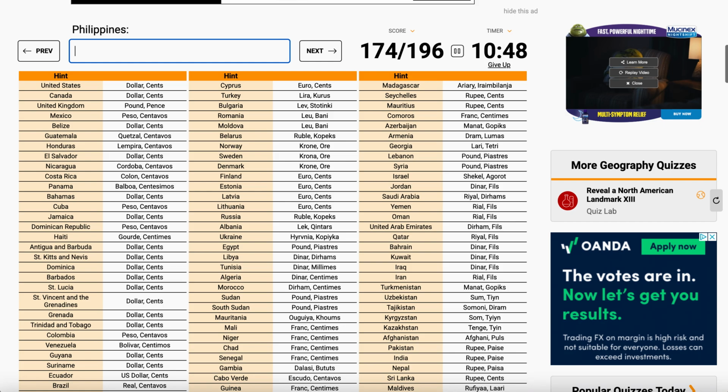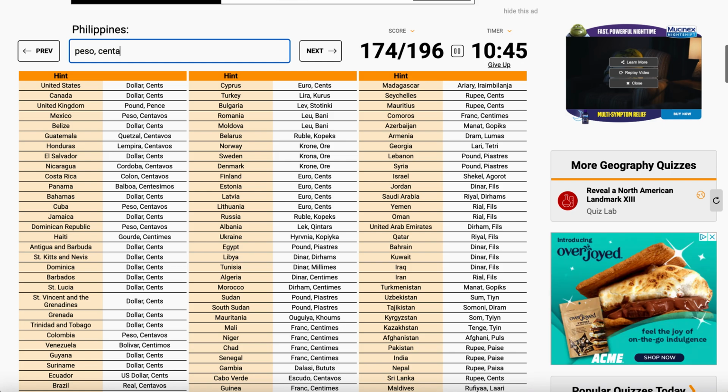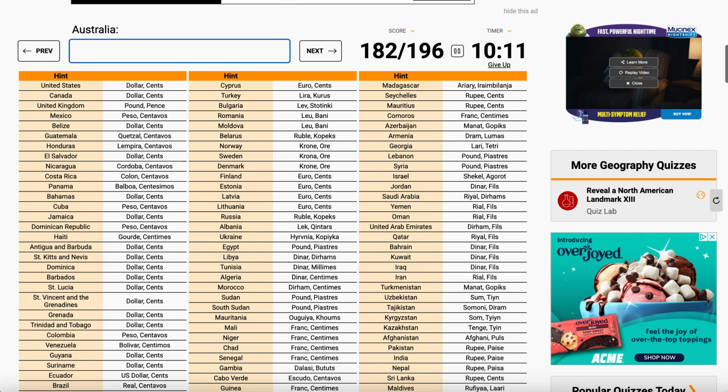Taiwan is dollar and cents. Philippines, peso and centavos. Malaysia uses the ringgit and divided into sen. Japan uses the yen and divided into sen. Singapore dollar cent. Indonesia uses rupiah, R-U-P-I-A-H, divided into sen. East Timor is the dollar and cents. I believe it also uses the US dollar. Bhutan is the ngultrum and divided into chetrum. Brunei is dollar, however, their dollar is divided into sen, the only dollar currency that is not divided into cents.